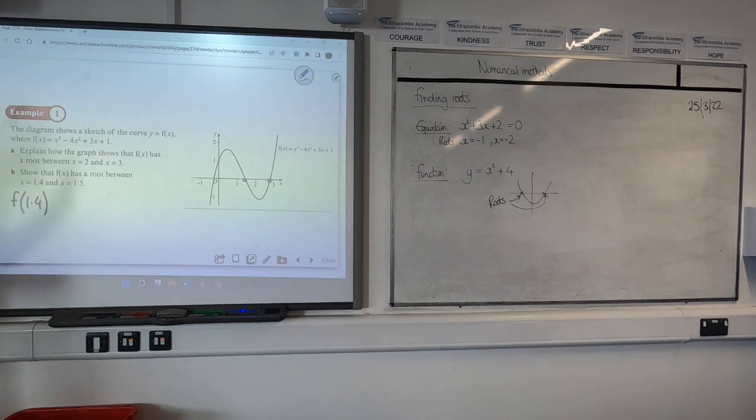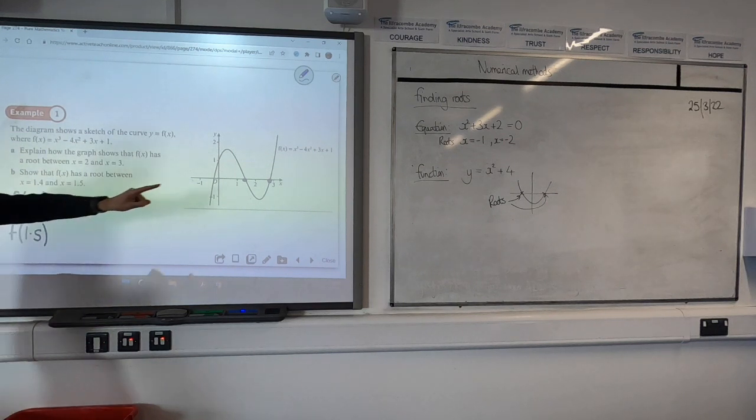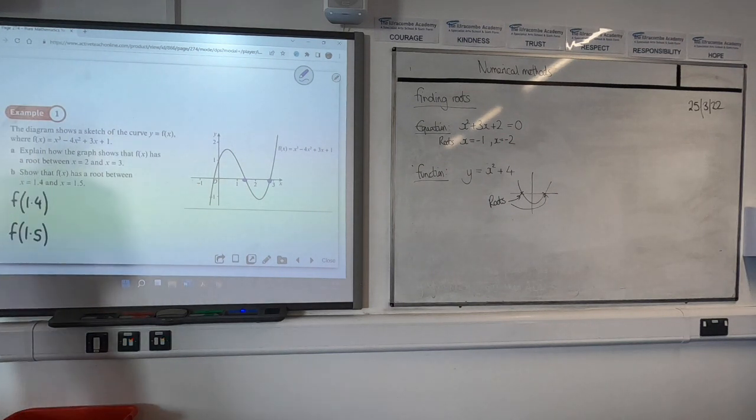If 1.4 is before the root, then that's going to be positive, isn't it? And if I make x equal to 1.5, if that's after the root, then that's going to give me a negative answer. The fact that there's been a sign change between those two values indicates that somewhere between them it must have equaled 0.